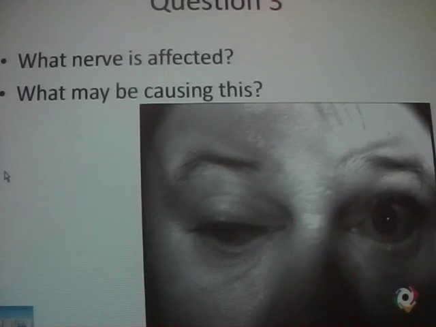Anybody? Which nerve? Third, yeah. Okay, and what could be causing this? Any others? Just go through your surgical sieve: infection, vasculitis. Yeah, a space-occupying lesion. Classic. So yes, this patient has ptosis, their pupil is pointing down and outwards, and they've also got a dilated pupil. Those are the three things you commonly get with a cranial nerve 3 palsy.